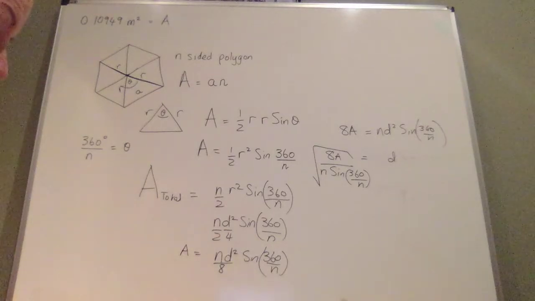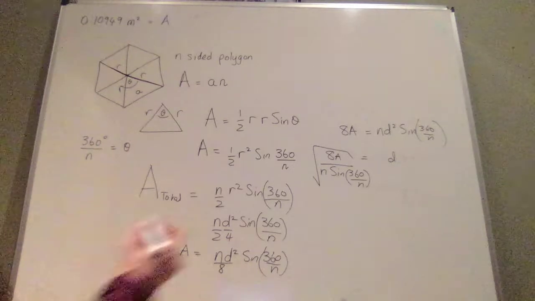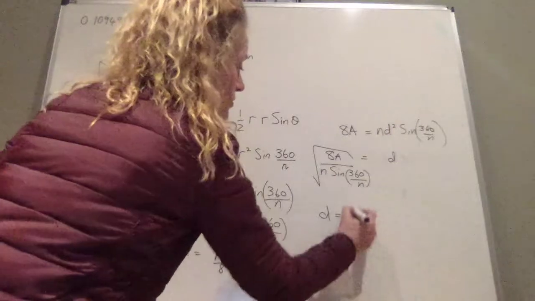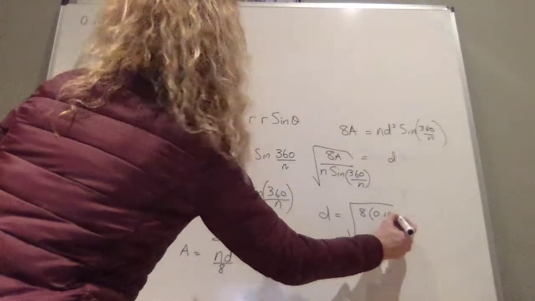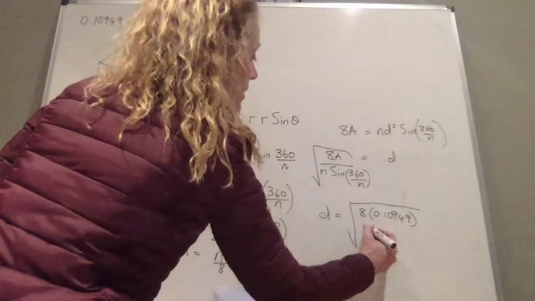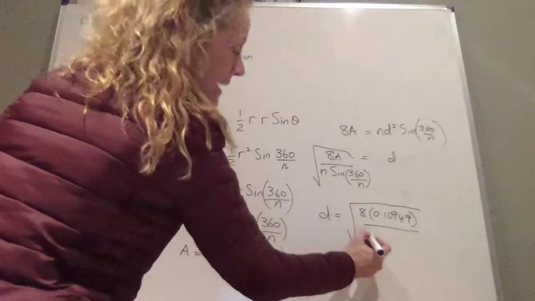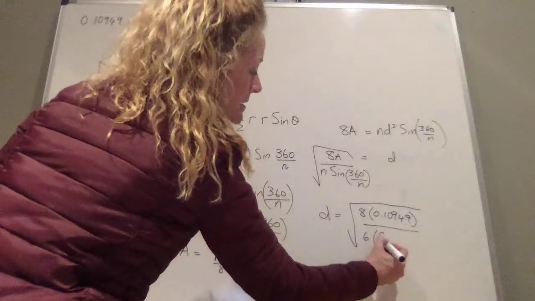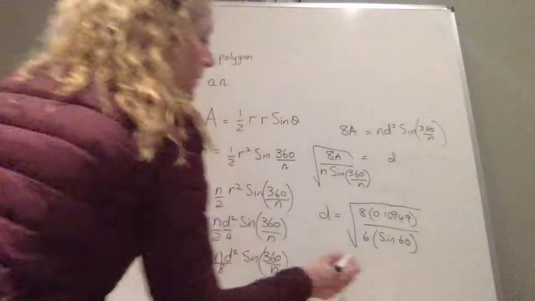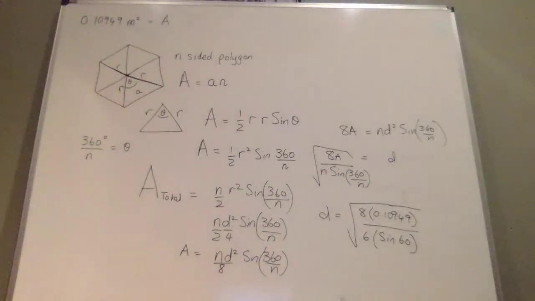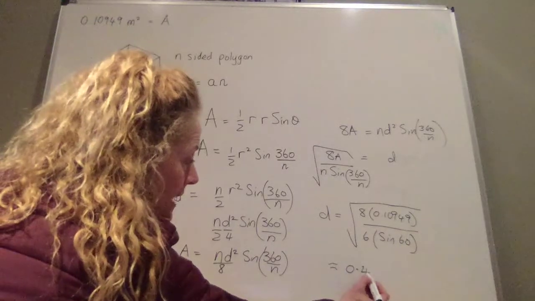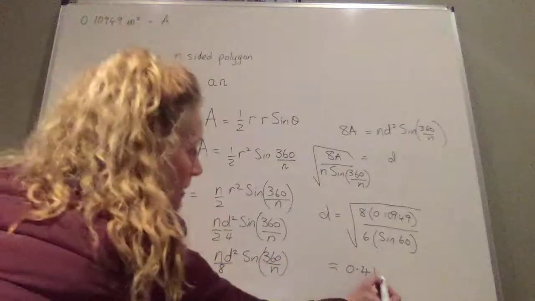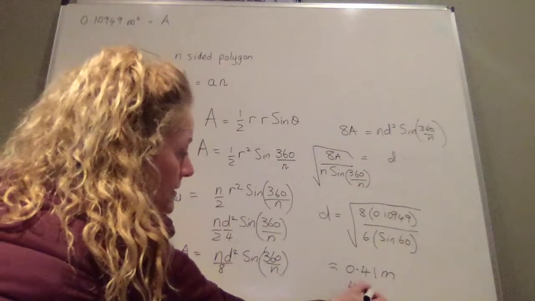Okay, so we can now put our value for A into that formula. So D will be equal to the square root of 8 times 0.10949 meters squared over, in our case, if we're going to talk about a hexagon, n is 6, sine 60, because 360 divided by 6 is 60. I believe, but I did it quickly, so you can verify, that that gives you a diameter of 0.41 meters or 41 centimeters.